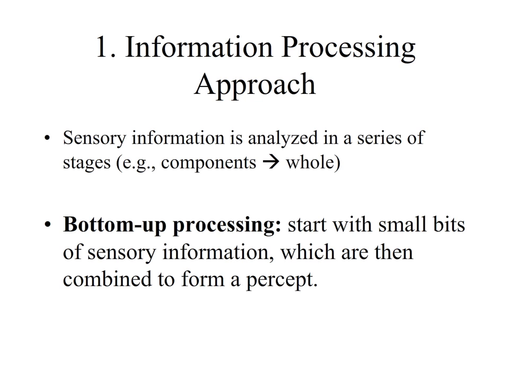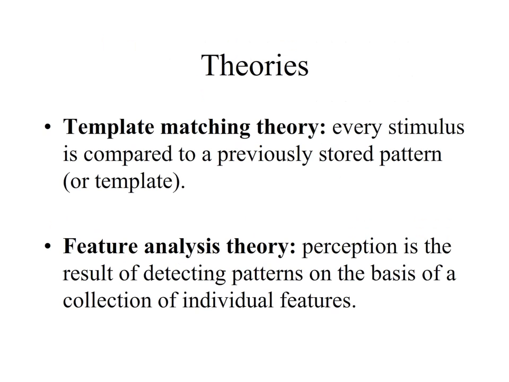The information processing approach is a classical approach to studying perception and cognition. This approach assumes that sensory information is analyzed in a series of stages. We go from the components working up to the whole. We're going to start by examining information processing models that assume a bottom-up approach. By that we mean that we're going to start with small bits of sensory information, which are then combined to form a percept. Let's explore two bottom-up theories of perception.